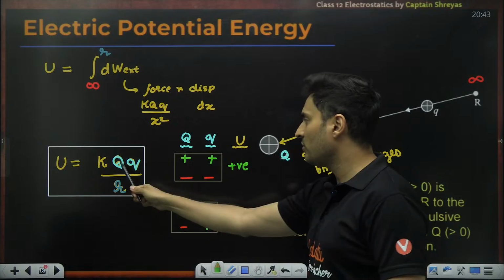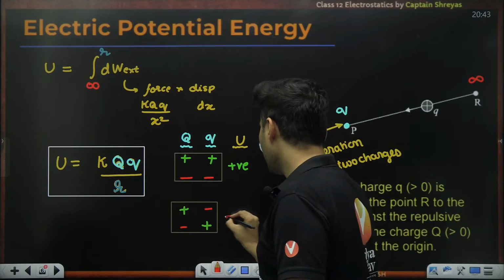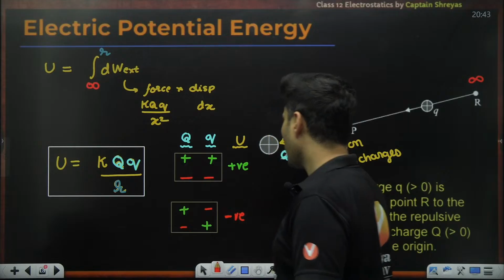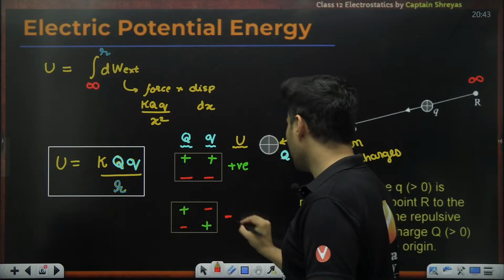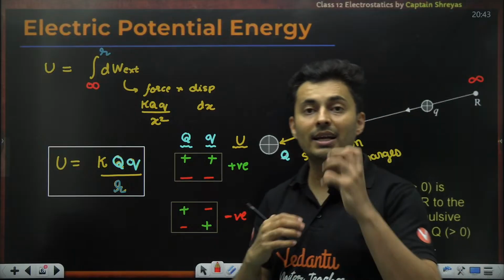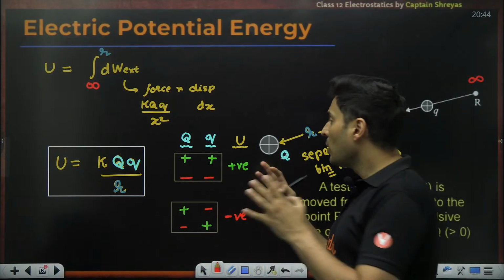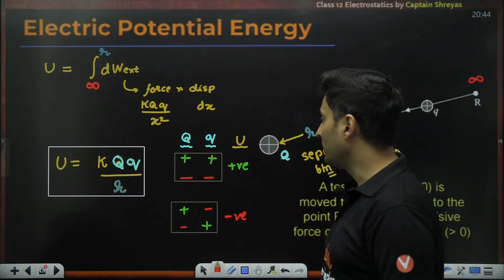But if one is plus and one is minus, or one is negative and another is plus, then the answer will be negative in nature. Very, very important, guys. Keep this in mind. If any one of the charges is of opposite sign, then automatically the energy becomes negative. If both are of the same sign, only then the energy becomes positive.